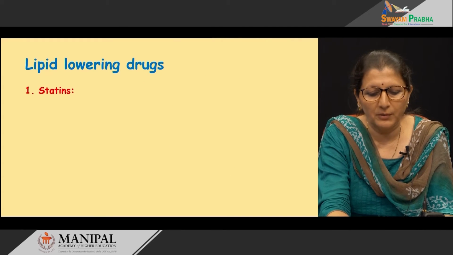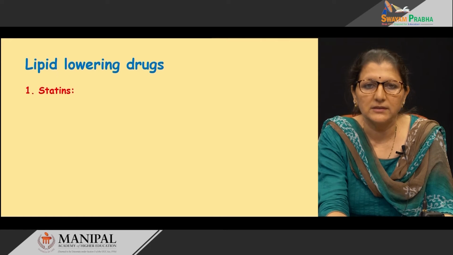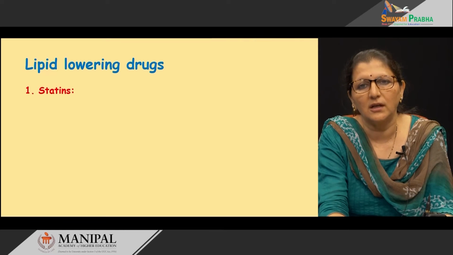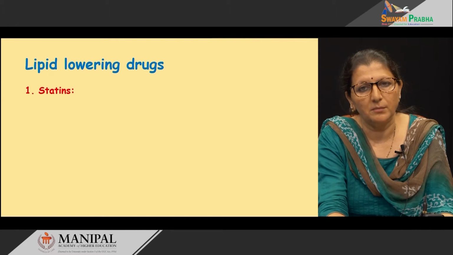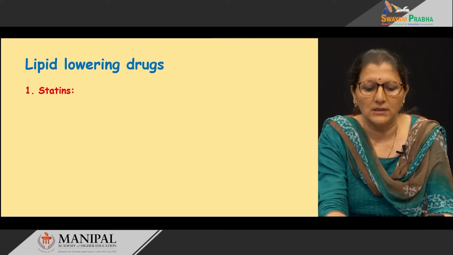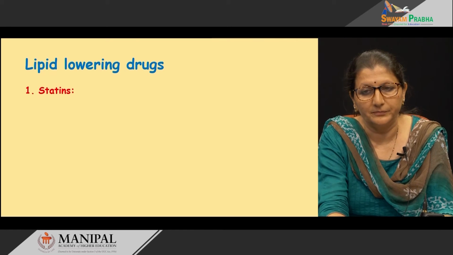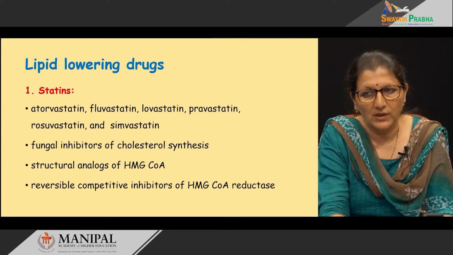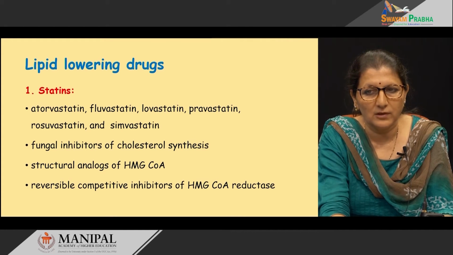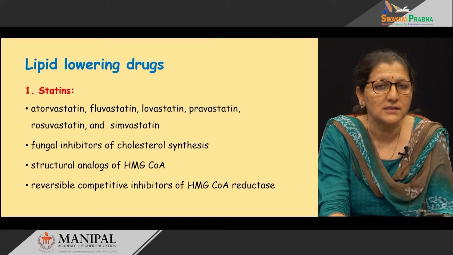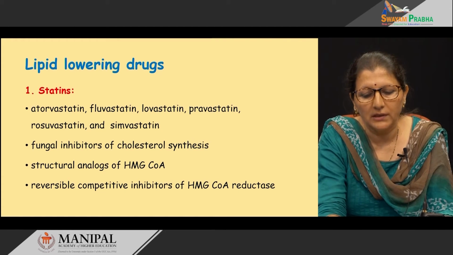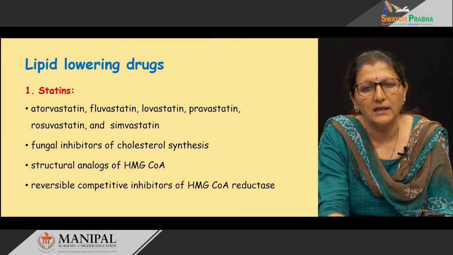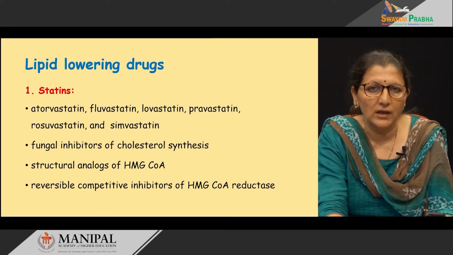Now coming to the lipid lowering drugs, we will list them. The first and foremost are the statins, which are well established in treatment and most widely used in the clinical scenario today. The statins, for example, are atorvastatin, fluvastatin, lovastatin, pravastatin, rosuvastatin and simvastatin. All these are common drugs used in day-to-day practice. These are potent inhibitors of cholesterol synthesis.